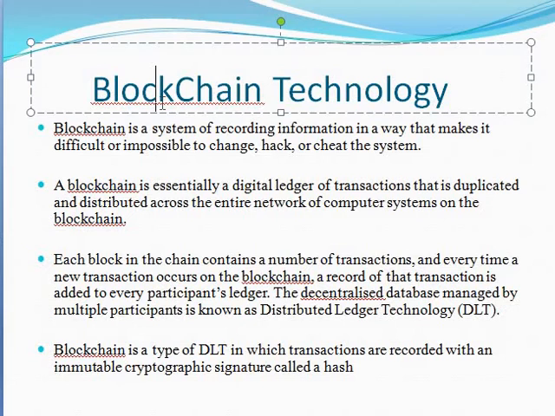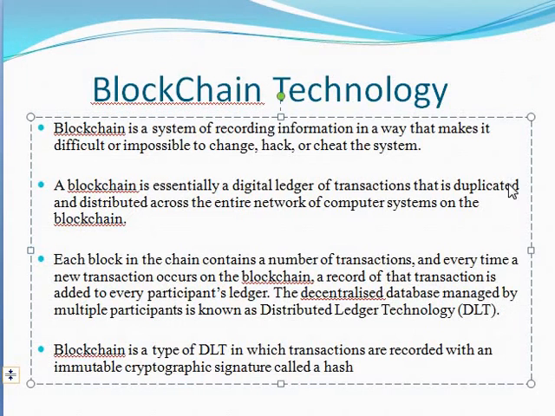And then we are coming to blockchain technology. Blockchain technology is nothing but a system of recording information in a way that makes it impossible for hackers to cheat the system. It is a digital ledger of transactions that is duplicated and distributed across the entire network of computers. What it means is that if it is not duplicated, there will be only one single copy, right? So it will be easy for hackers to hack the system. So what this blockchain technology is doing is that all the transactions will be duplicated and distributed.